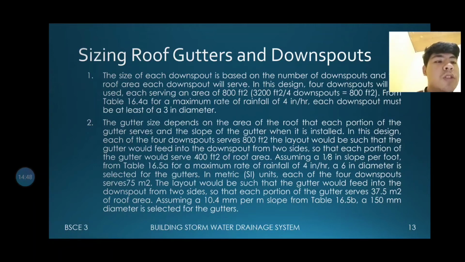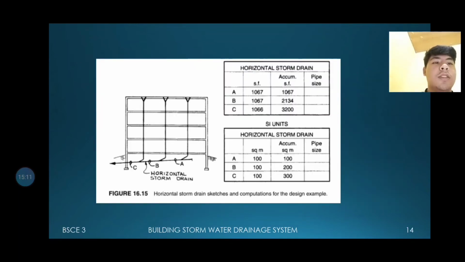The layout would be such that the gutter would feed into the downspout from 2 sides, so that each portion of the gutter serves 37.5 m squared of roof area, assuming a 10.4 mm per meter slope from table 16.5b. A 150 mm diameter is selected for the gutters. Yon. Ari siya, nabutan na table diri.